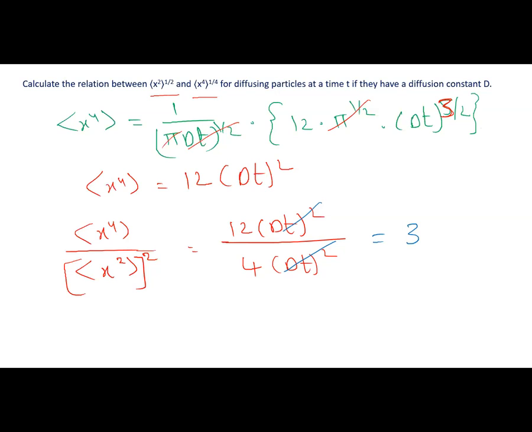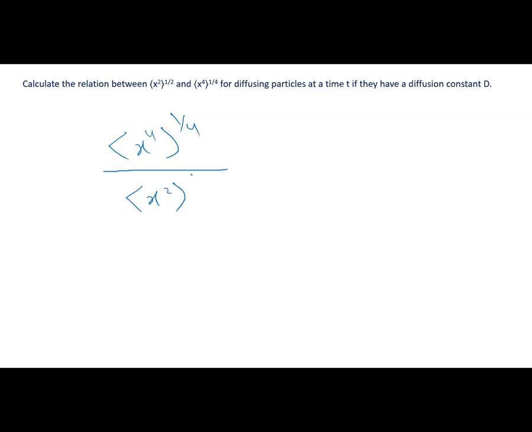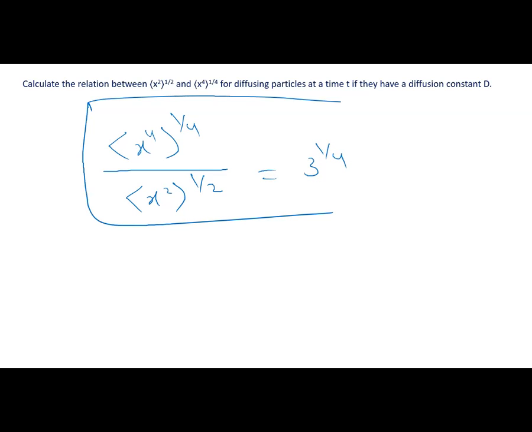So now we can take the 1/4 power root on both sides of this equation. Then it becomes <x^4> to the power of 1/4 over <x²> to the power of 1/2, is equal to 3 to the power 1/4. So the final equation is <x^4>^(1/4) divided by <x²>^(1/2) is equal to 3^(1/4). So that's the relation between different kinds of mean displacements as determined from the random walk model.